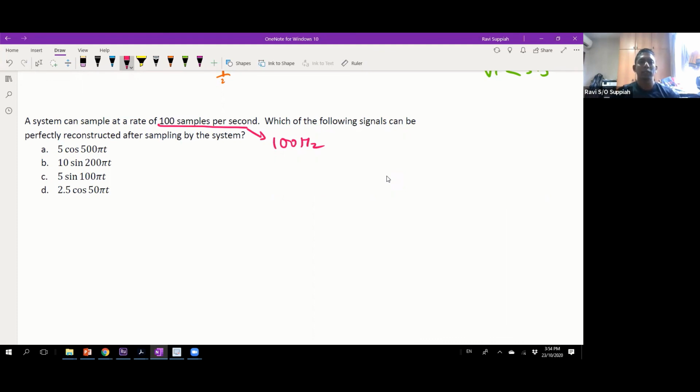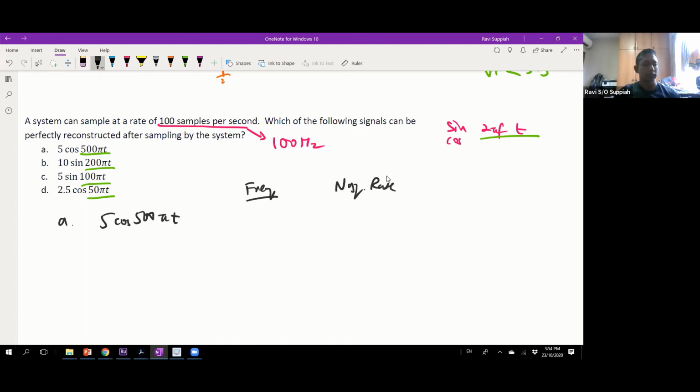Basically what you need to know is, when I look at all these signals, it is basically sine or cosine 2 pi ft. What is inside here is always 2 pi ft. So from there, we derive what the f is, and then we know the frequency. If I look at the first one, 5 cos 500 pi t, let's put it in terms of frequency, your Nyquist rate, and whether I can do reconstruction.